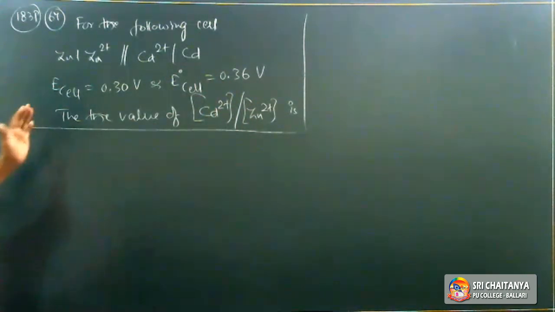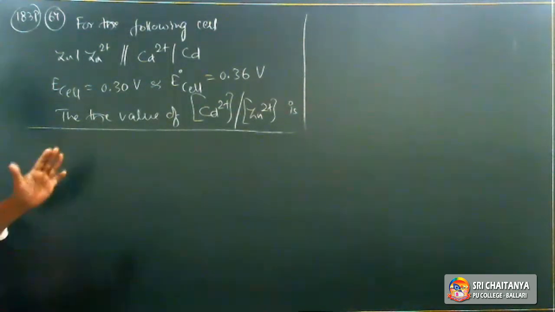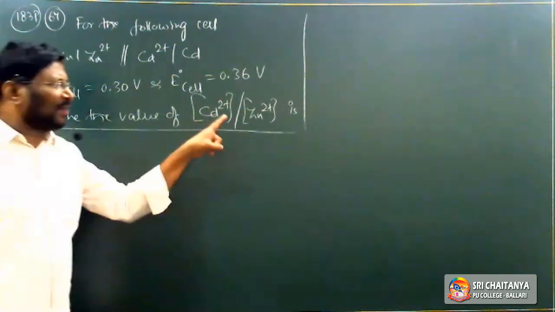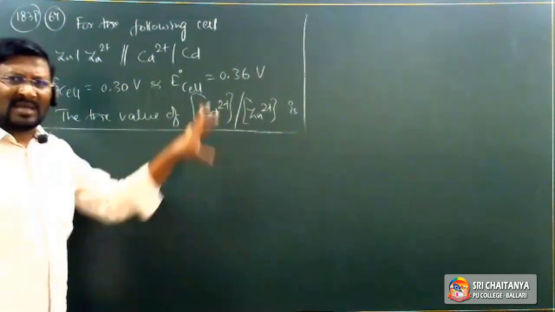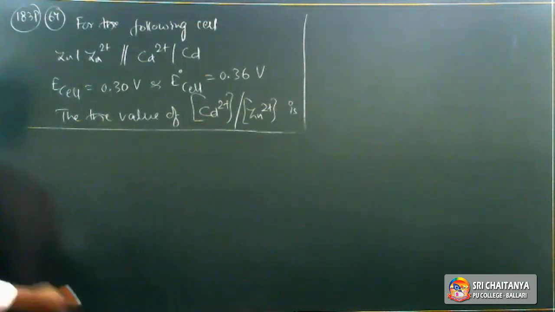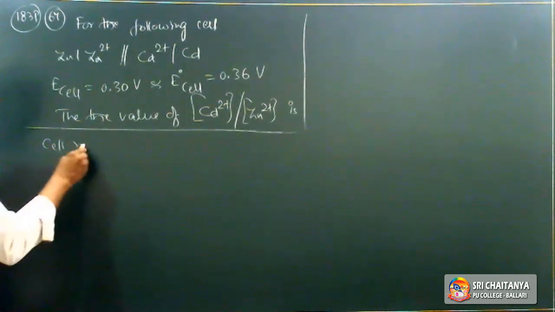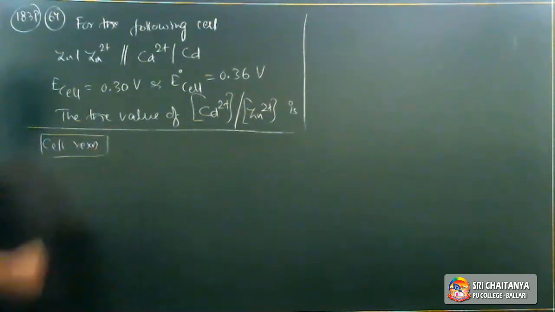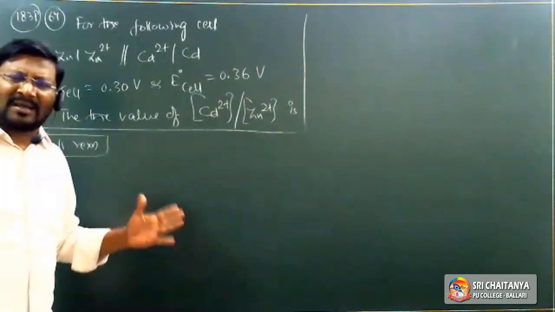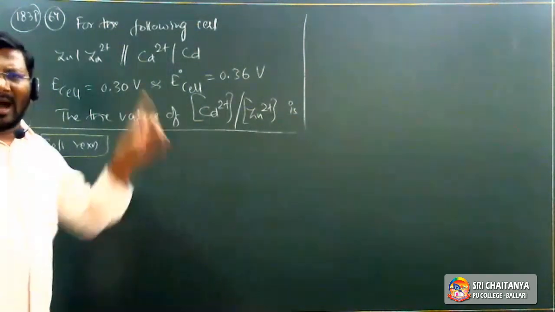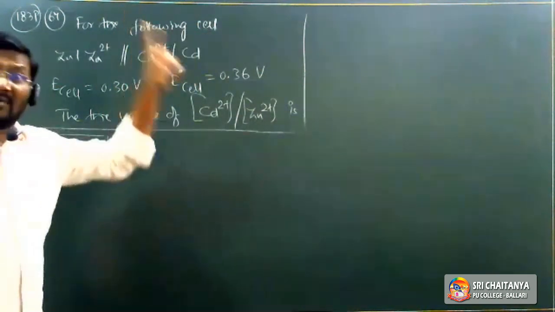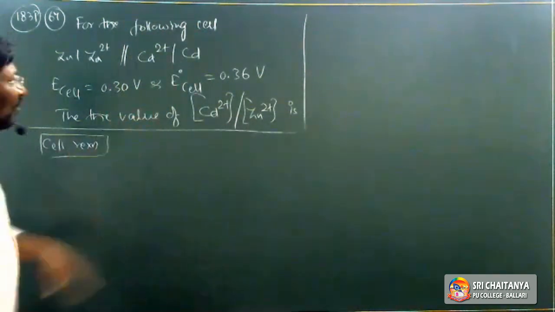Let me write down the cell reaction. First, we have to write down the Nernst equation, and further derive Cd2+ divided by Zn2+, and find that value. Now the cell reaction: it is a combination of the oxidation reaction plus the reduction reaction. At the anode oxidation always takes place, and at the cathode reduction always takes place.